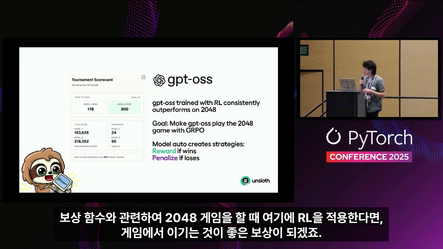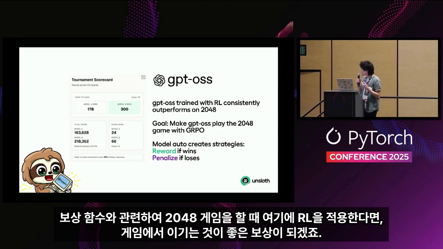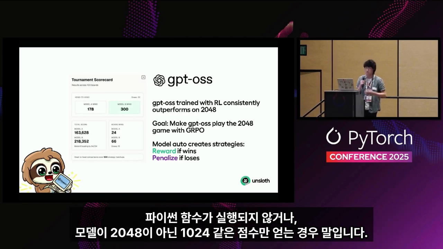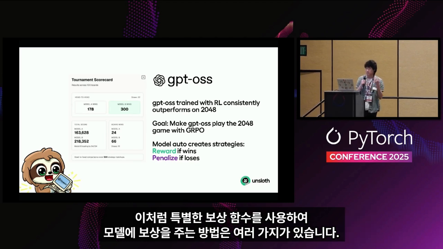For example, with GPT-OSS, for the reward function, if you play the 2048 game and do RL on this, a good reward is when you win the game, right? When you get 2048. A bad one, when you want to penalize the model, is if it loses, if the Python function doesn't execute, or if the model just gets 1024 or something, not 2048. So there are many ways you can reward the models by using special reward functions.